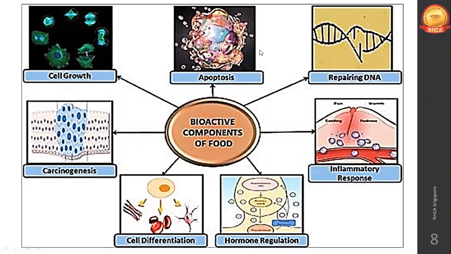Fenugreek. Omega-3, omega-6 will also come under cancer preventing food. Green tea, why? Because it has the flavonoids, theaflavins, etc.